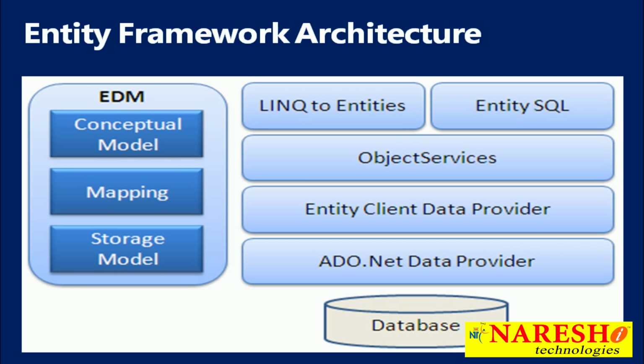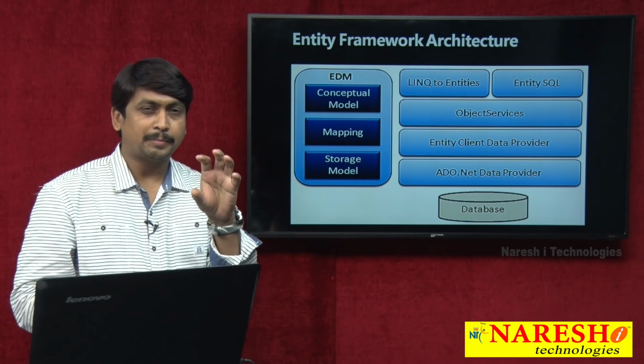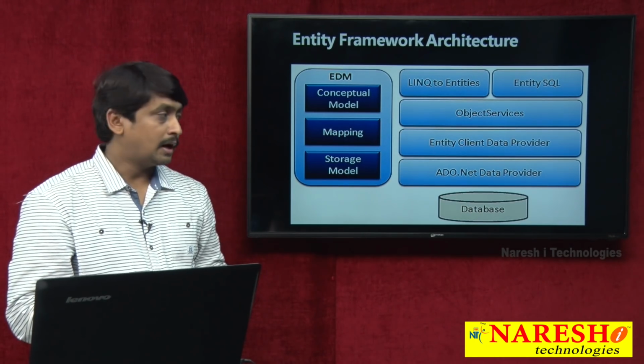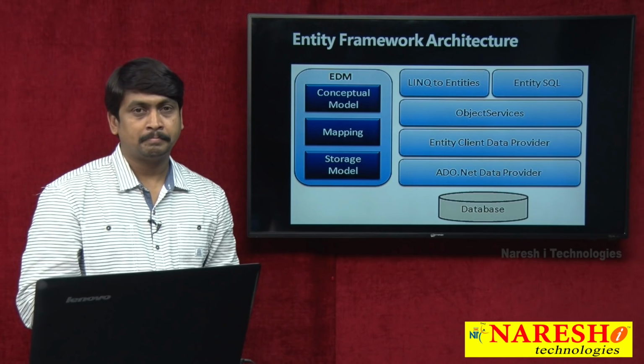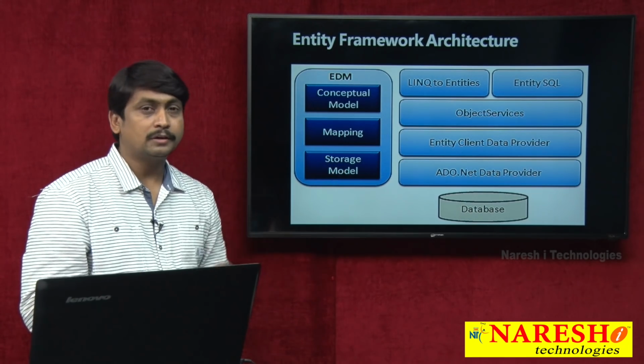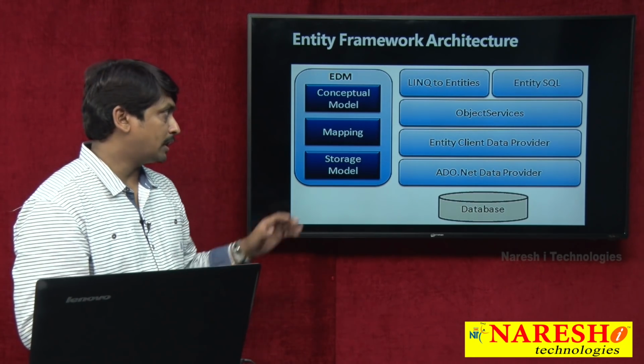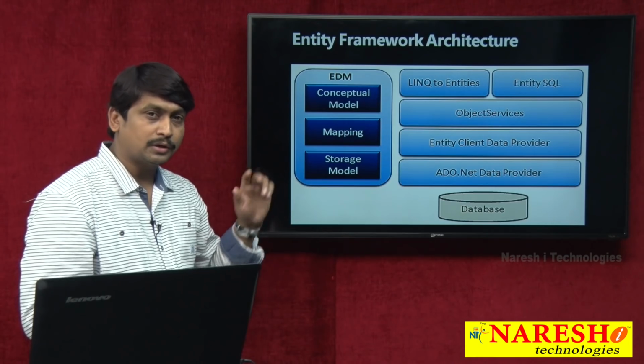We call this the Entity Data Model. EDM comprises three main components: the conceptual model, storage model, and mapping. The conceptual model represents the data we are working with. The storage model contains the data. That means the data is stored in the storage model and it is represented through the conceptual model. And mapping contains information that specifies how the conceptual model will communicate with the storage model.